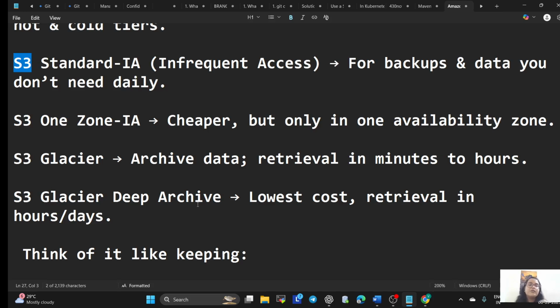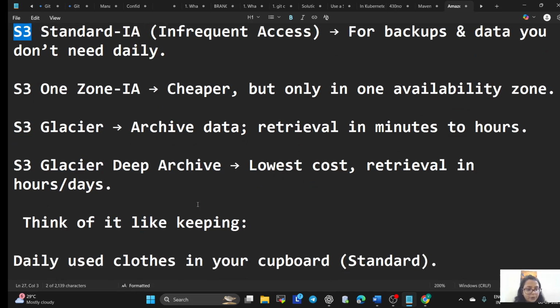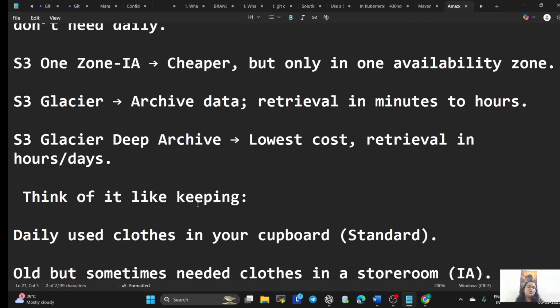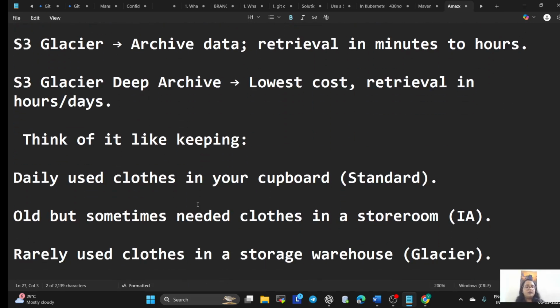So that is the very lowest cost, and retrieval takes hours or days. If you request your data to access today, it may be possible that you will get it the day after tomorrow. So we have to think of it like archiving. Now let's take one real life example, and then we will understand.